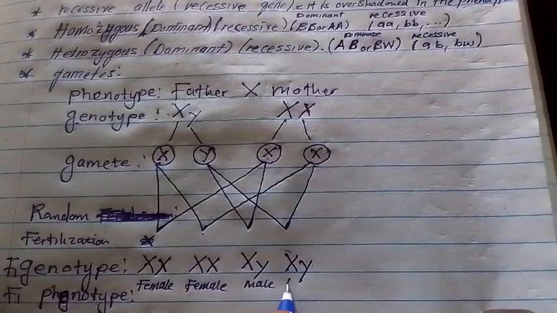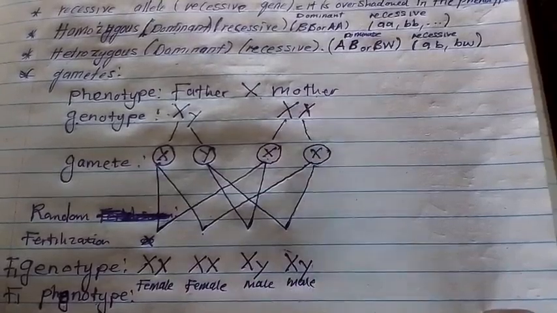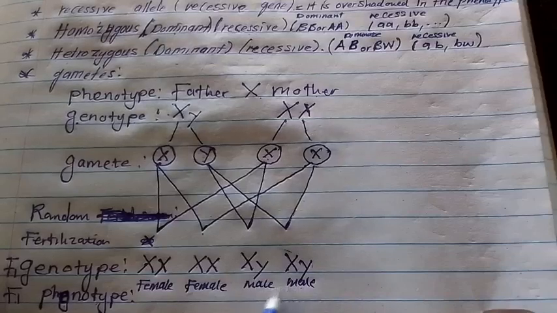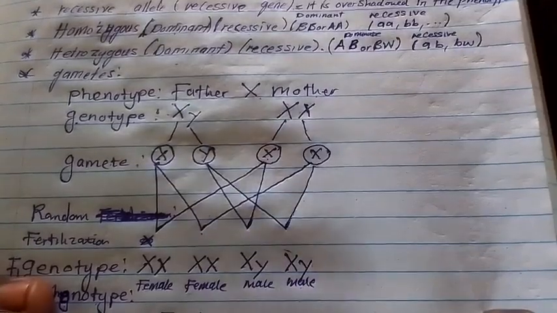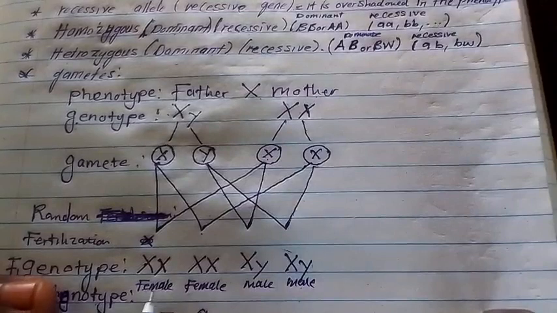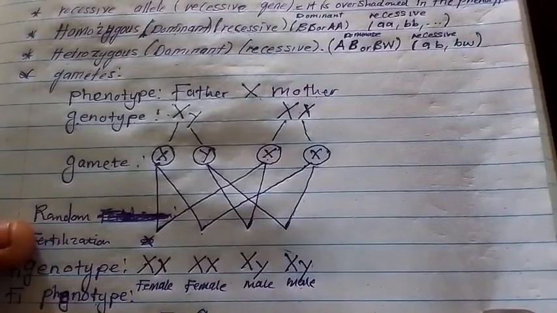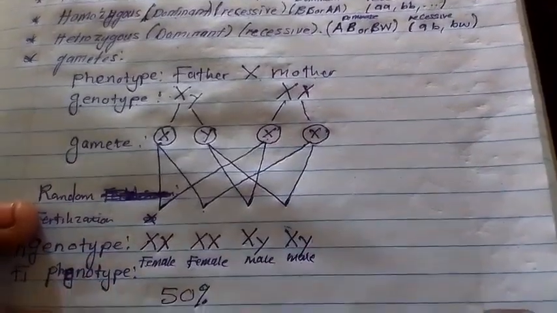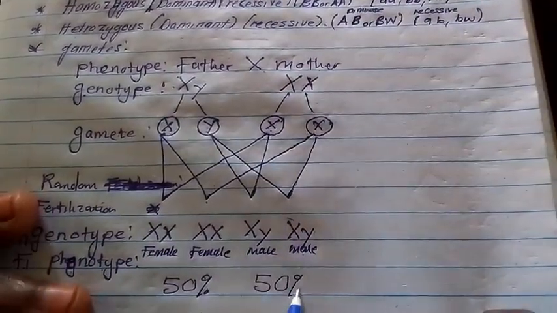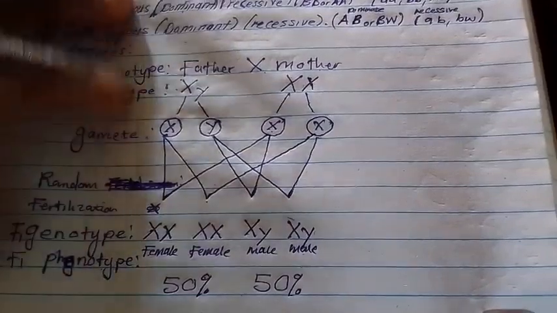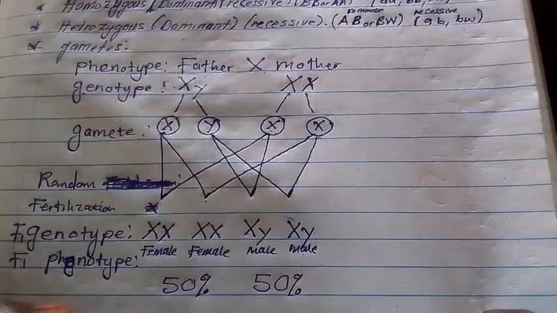So as you can see, here we are having two males, and here we are having two females, which means it is 50% for you to have a female, and it is also 50% for you to have a male. So it is more like 50%, 50%. You can't tell that you are going to have a male or a female during fertilization.